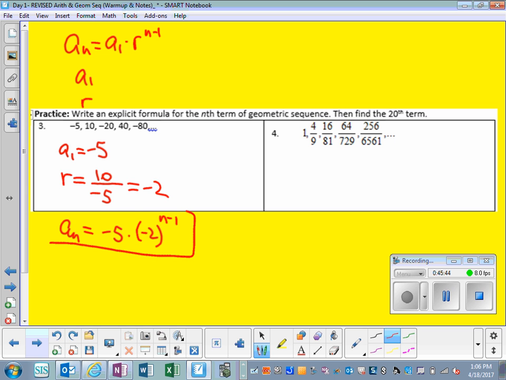So the explicit rule is written. Now, let's do the tenth term, not the 20th. The numbers are too large, so we'll find the tenth term. So a10 equals, now I use my formula, negative 5 times negative 2 to what power? 9. And that gives me what?